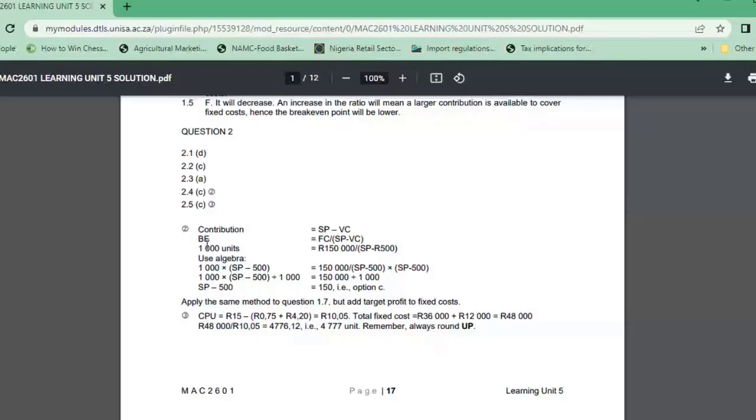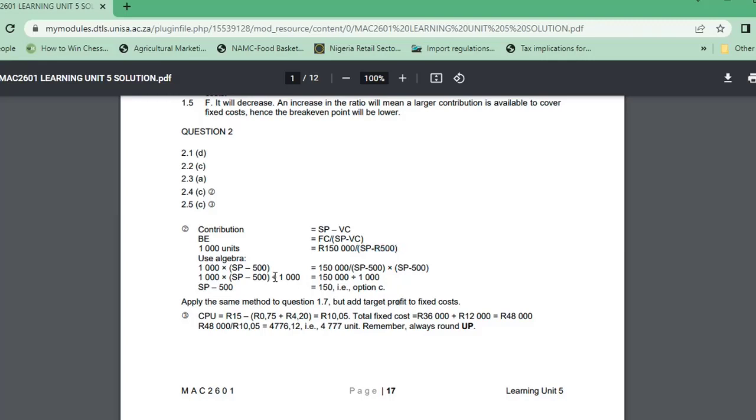Okay, cool. So contribution is your selling price minus your variable cost. And your break-even is fixed cost over the selling price minus variable cost, which is your contribution. So what do we have? We've got the break-even units, which is 1,000 units. And we've got the fixed cost being 150,000, but we don't have the selling price. And we have the variable cost, which was 500 per unit.